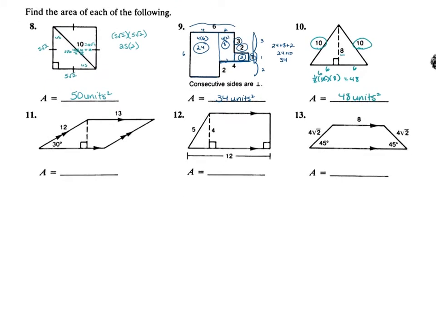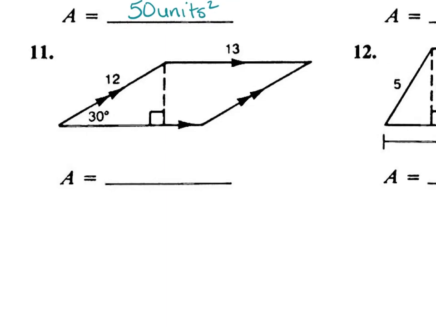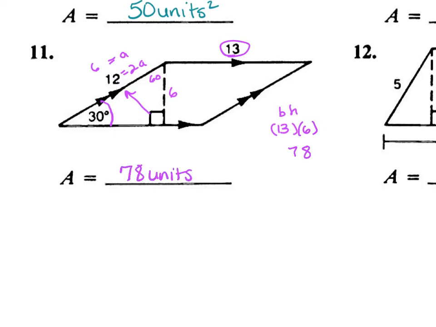Now we're looking at parallelogram number 11, where they give you the angle is 30 degrees. So that makes this a 30, 60, 90 triangle. We have the base, right? So we have 13. What we don't have is the height. So this is my 2A side. If 12 is 2A, then A is 6, which means the height of this is 6. So 13 times 6, which is 78 units squared.